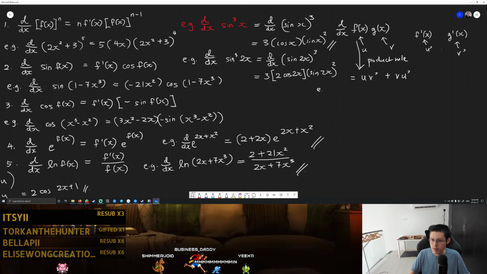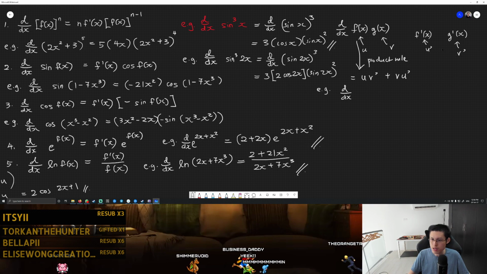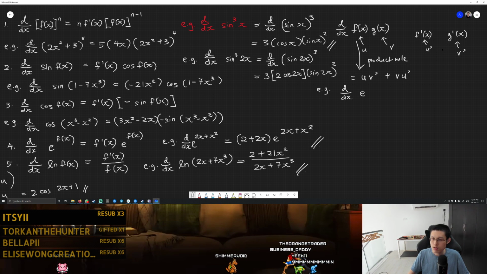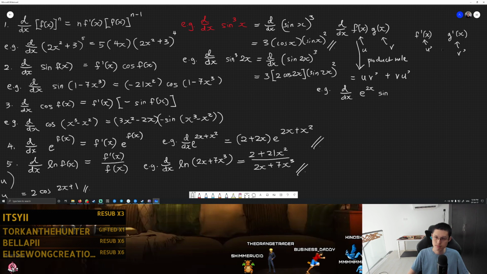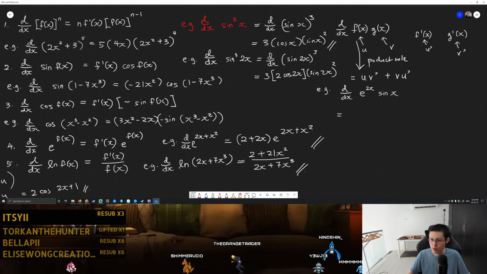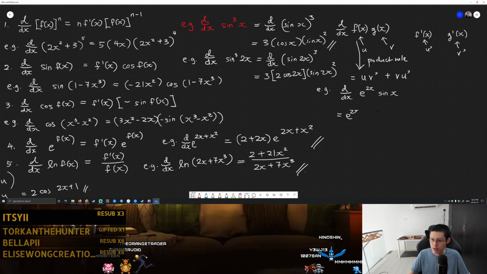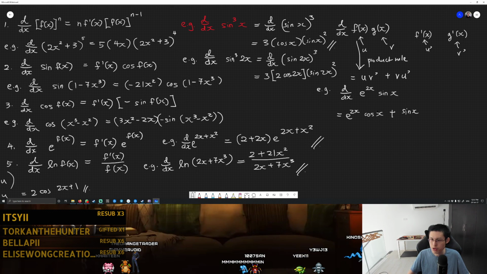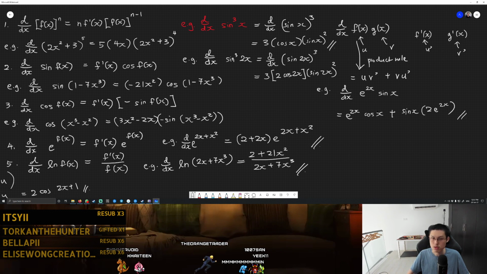Okay, for example, suppose I want to differentiate e to the power of 2x times sine x. As you can see, this is a product of 2 functions. So first we're going to write e to the 2x down here, and then we're going to differentiate sine x, which gives us cos x, and then we're going to add that with sine x, and then we differentiate e to the 2x, which gives us 2e to the 2x. And that's how you use the product rule.